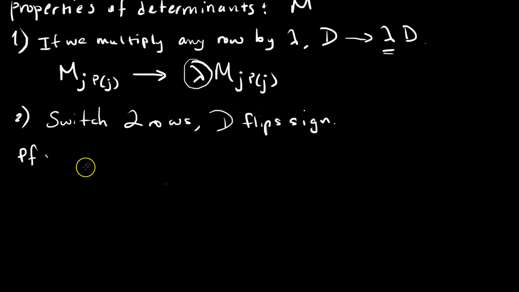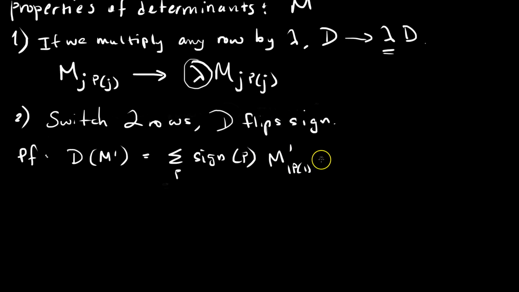Okay. Well, let's call the matrix where it flips M prime. So M prime is the matrix where the 2 rows are flipped. And for convenience, just arbitrarily, let's say that the first 2 rows are flipped. So then using our formula, it's going to be sign of the permutation, and then M prime of 1, P of 1, M prime of 2, P of 2, all the way to M prime of N, P of N.